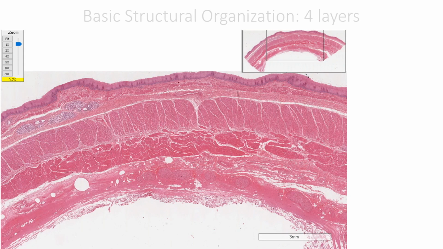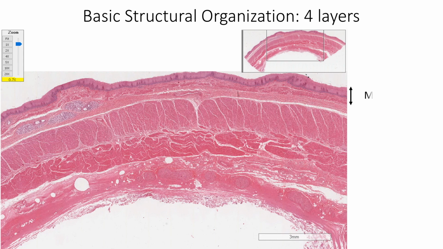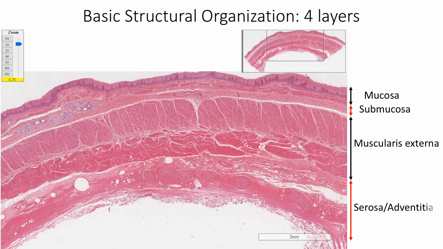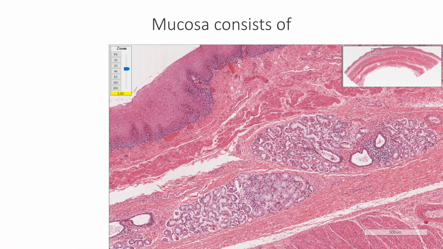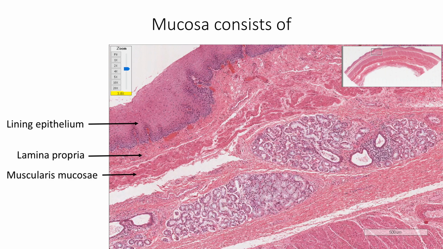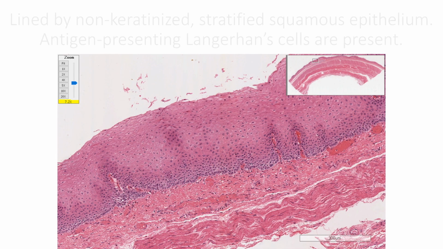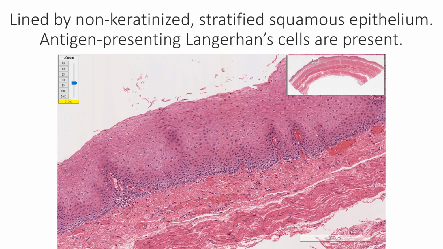Its basic structural organization shows the same 4 layers from inside outwards. These are mucosa, submucosa, Muscularis externa, and the serosa or adventitia. Mucosa consists of lining epithelium, Lamina propria, and Muscularis mucosae. Esophagus is lined by non-keratinized stratified squamous epithelium.